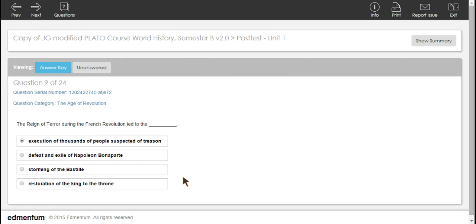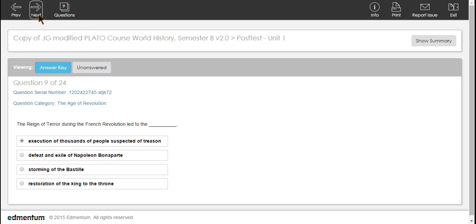The Reign of Terror during the French Revolution led to the execution of thousands of people suspected of treason, defeat and exile of Napoleon, storming of the Bastille, or restoration of the king to the throne. Correct answer is that thousands of people suspected of treason were executed.